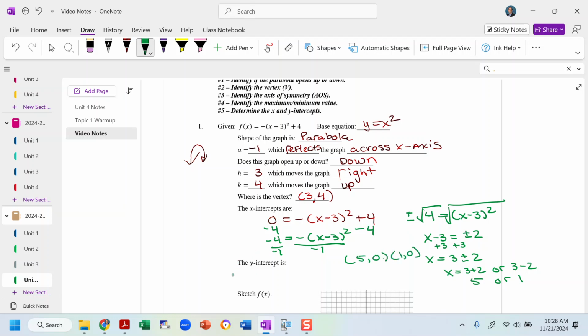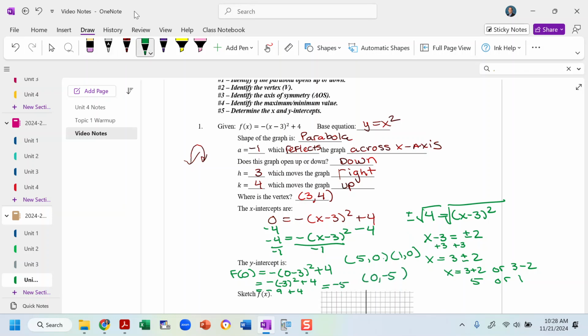The y-intercept, you put 0 in for x. So it becomes the opposite of negative 3 squared plus 4. It becomes the opposite of 9 plus 4, which is negative 5. So the y-intercept is 0, negative 5.